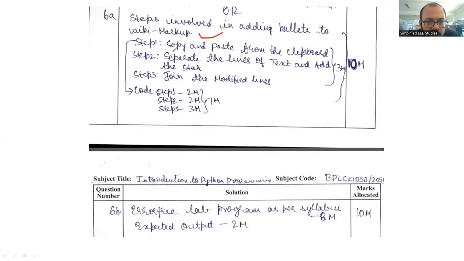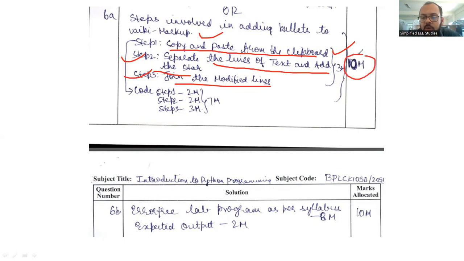That's a program. Step number 1, copy and paste from the clipboard. You have to use suitable comments. These are the algorithms. Step number 2, separate the lines of text and add the star. Step number 3, join the modified lines. These are the 3 important steps. You have to prepare the corresponding code also, which has the weightage of 10 marks.